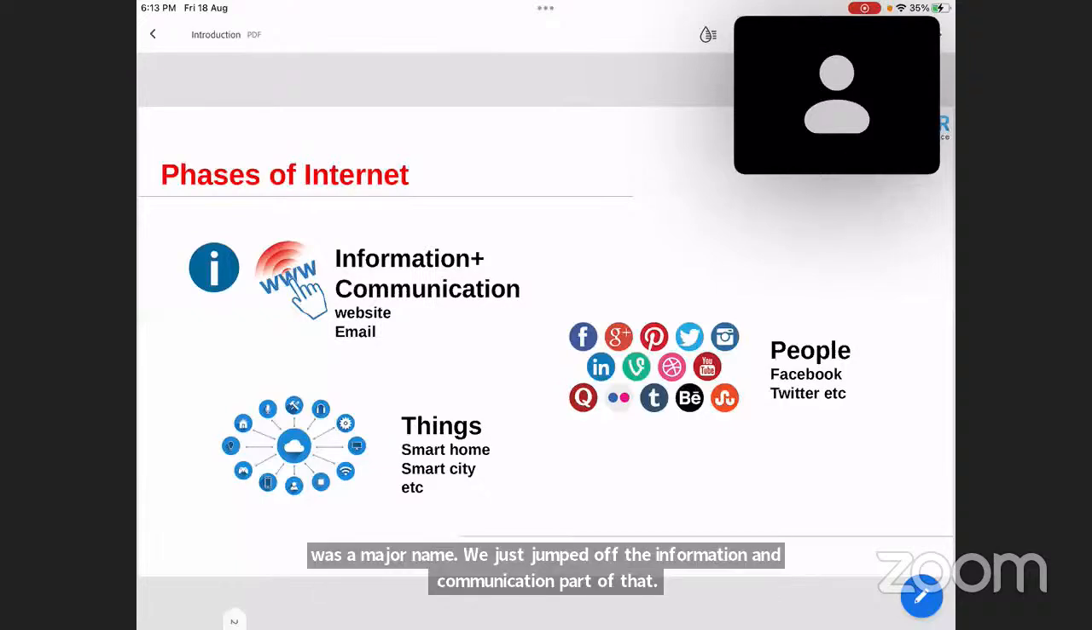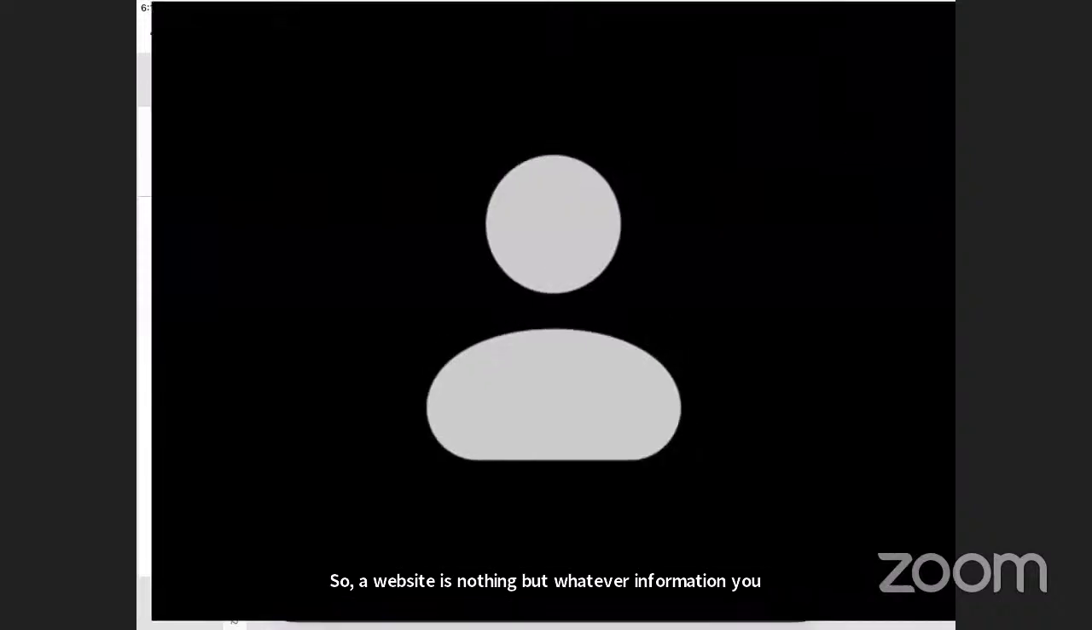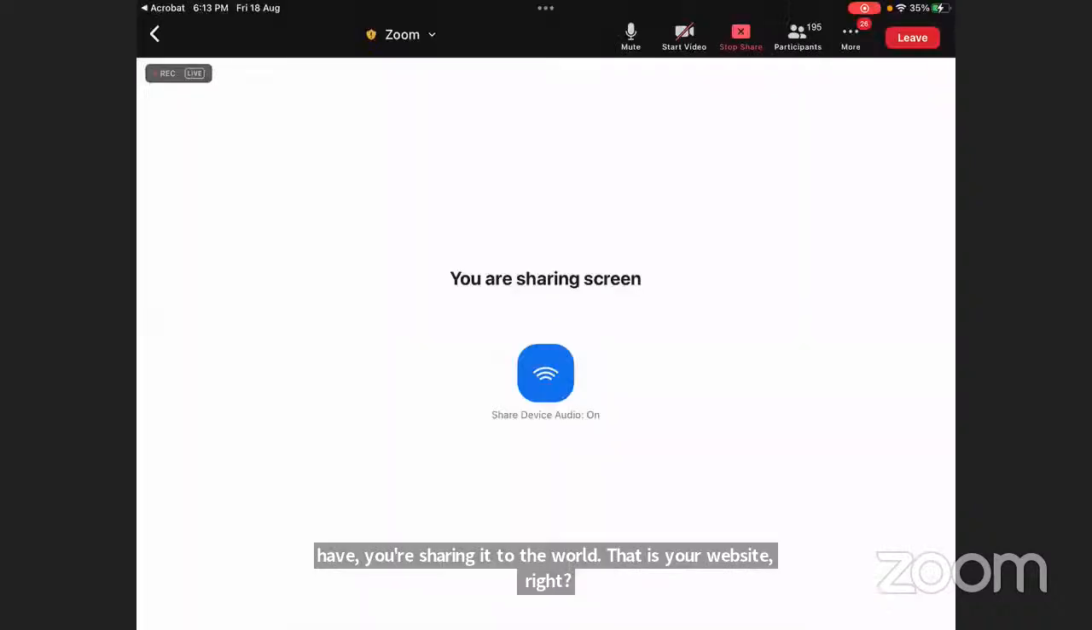So what we were doing there, we were sharing information through making websites. A website is nothing but whatever information you have, you're sharing it to the world. That is your website, right? Agree to my point? You understood these 2 points, website and email?